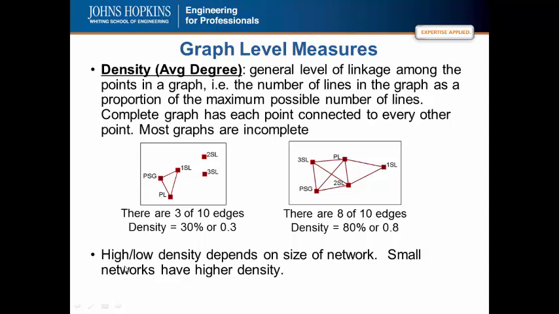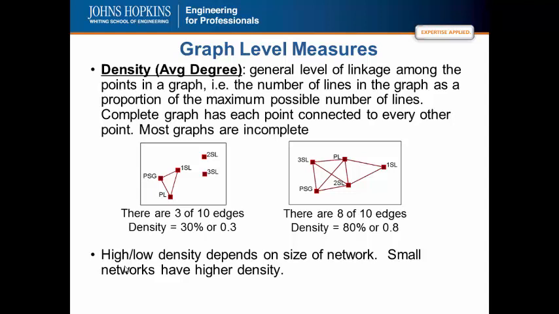Whether we have a high density or a low density really depends upon the size of the network. Small networks have a higher density typically. A lot of this has to do with cognitive limitations people have on the number of links that they can have or maintain. If you're in a group of 10 people, it's quite likely that you know everybody in the group, as does everybody else in the group. So to have a density of 1 in a 10-person group is not uncommon.